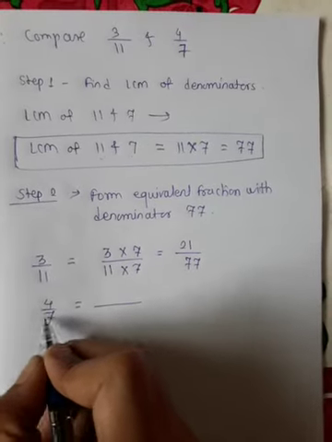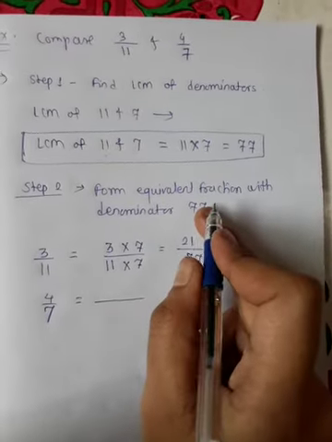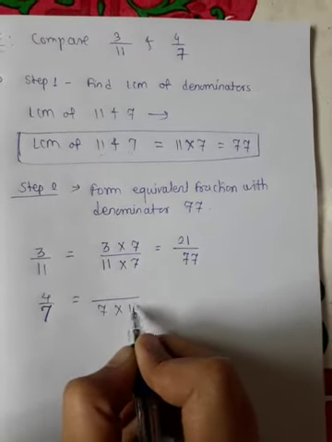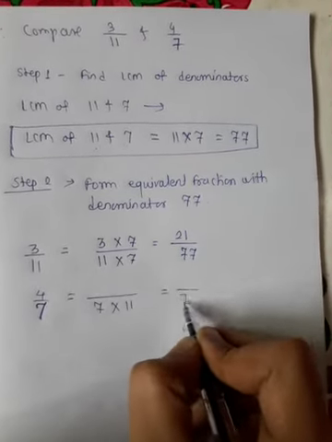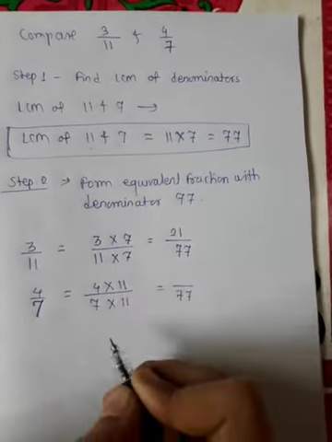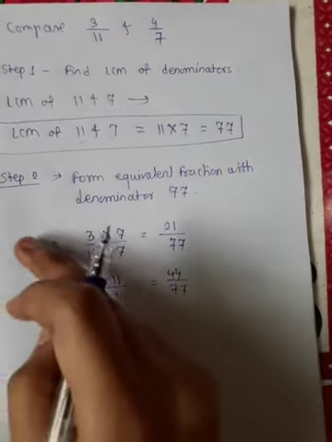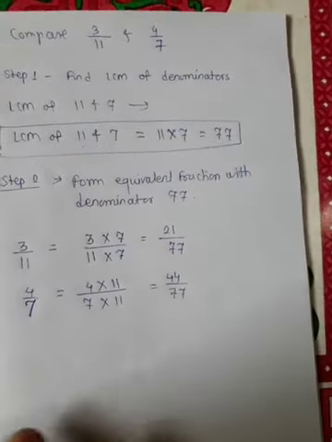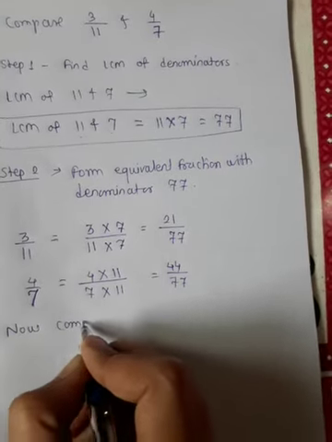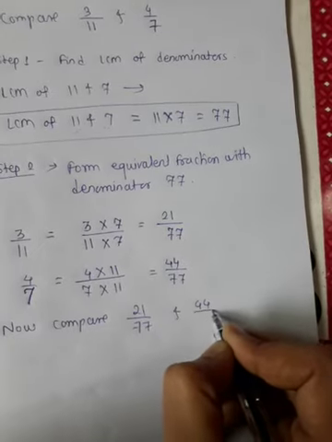And to find the equivalent fraction of 4 by 7 with denominator 77, we multiply 7 by 11 to get 77, and as we multiply the denominator by 11, we must multiply the numerator by 11, and it will be 44. So here we have found the equivalent fractions of the given fractions. Now compare these two fractions: 21 by 77 and 44 by 77.